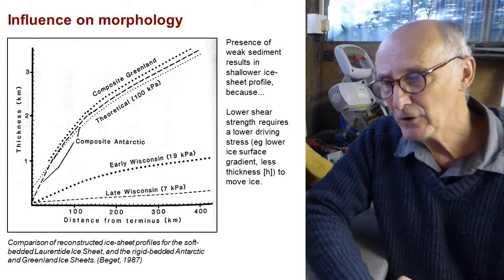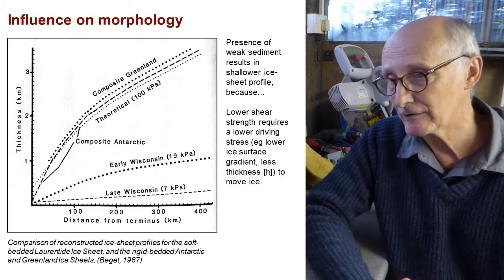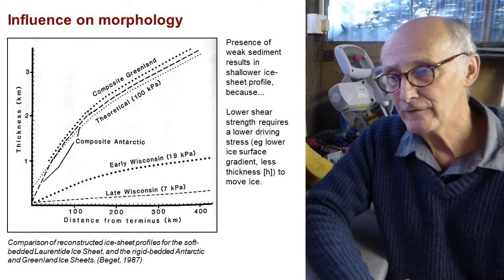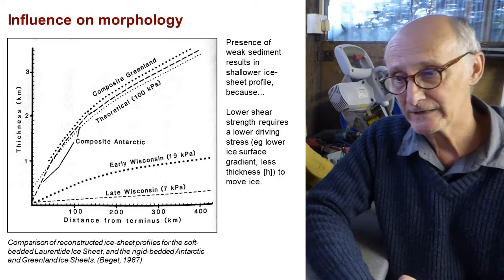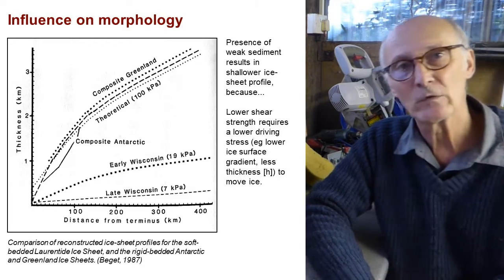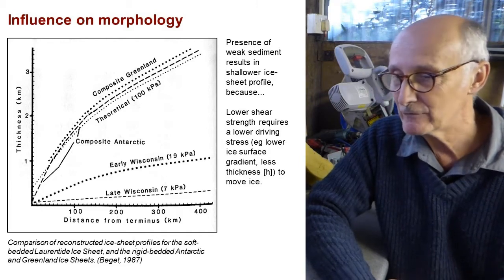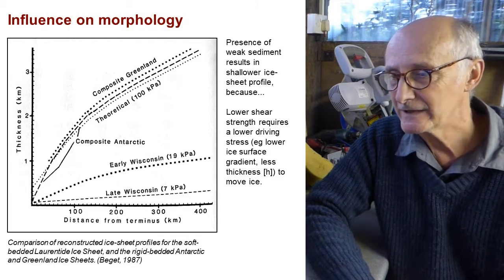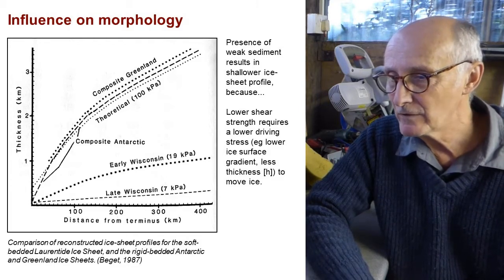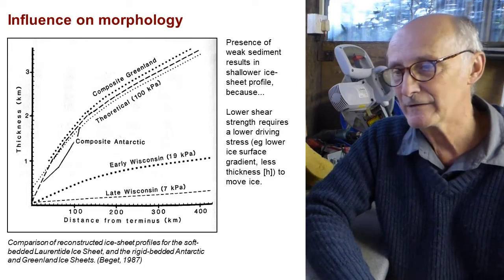But then down at the bottom of the graph there are two additional lines marked Early Wisconsin and Late Wisconsin, and those are profiles that have been reconstructed for the Laurentide ice sheet, the ice sheet that covered much of North America in the last ice age. And the Early and Late Wisconsin are different time periods for that ice sheet. And you'll see that those lines have been marked with much lower driving stresses, 19 and 7 kilopascals.